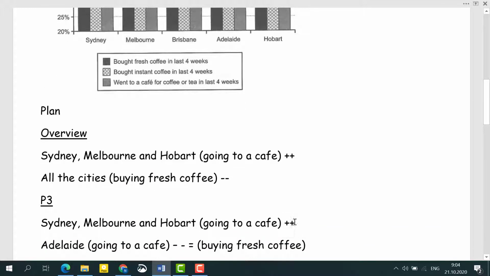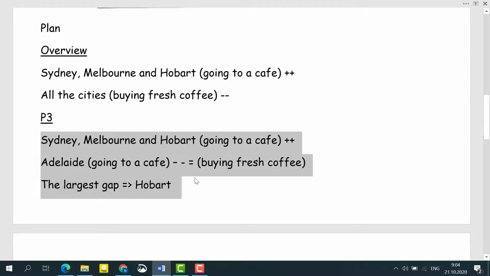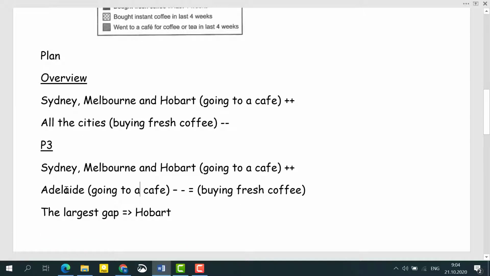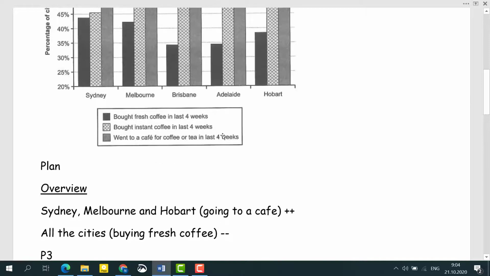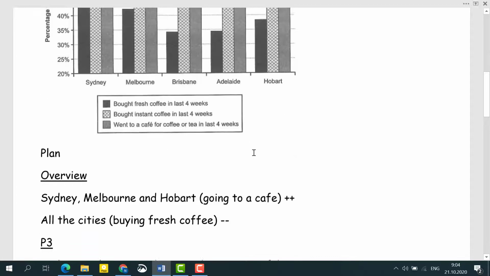I have to indicate the exact number here. So in our overview, we need to focus on general trends, and here we need to focus on specific details on the percentages given. Okay, next one. Then I can focus on Adelaide. Okay, Adelaide, this one, and then I can say that going to a cafe.